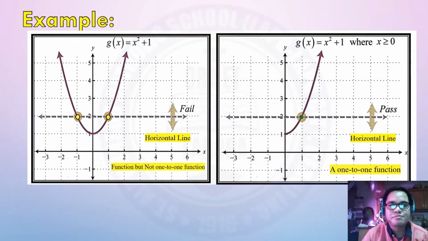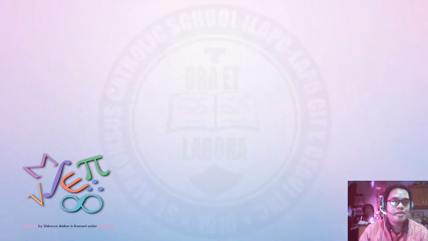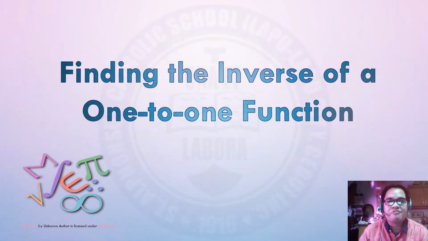In the second illustration, the function g of x equals x squared plus 1 has a restriction where x is greater than or equal to 0 so that it will pass the horizontal line test. If a function is not one-to-one, it is often the case that we can restrict the domain in such a way that the resulting graph is one-to-one. So those are the things that we have to consider in identifying the inverse function of the given function. This time, we will be finding the inverse of a one-to-one function, in which we will do the computation to get the inverse function of the given function.